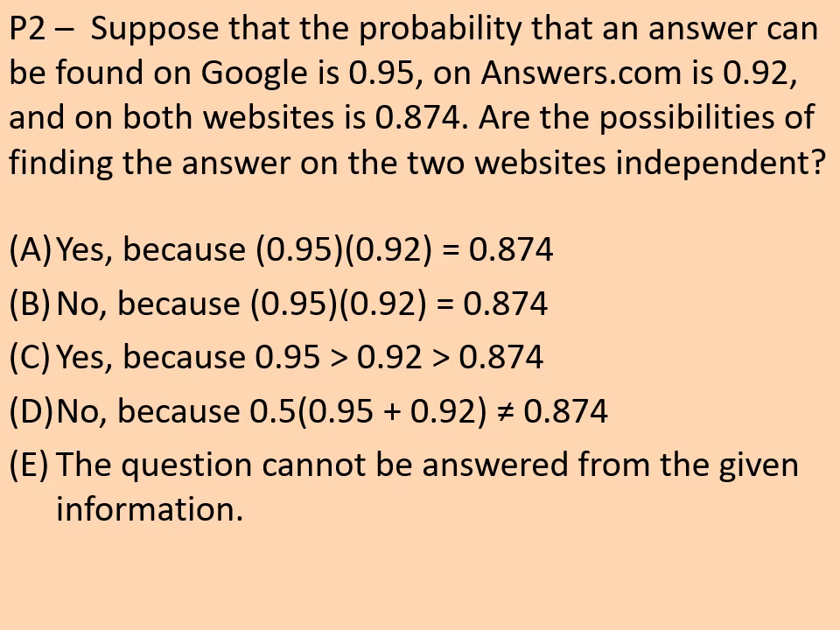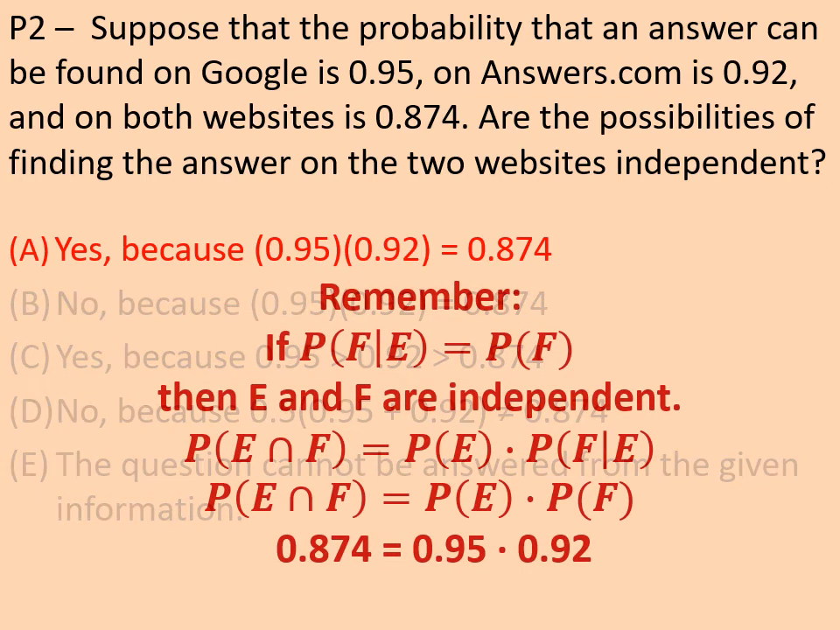P2, suppose the probability that an answer can be found on Google is 95%, on answer.com 92%, and on both websites 87.4%. Are the probabilities of finding the answer on the 2 websites independent? All right, yes, they are independent. If we multiply the 2 together, it gives us 0.874.